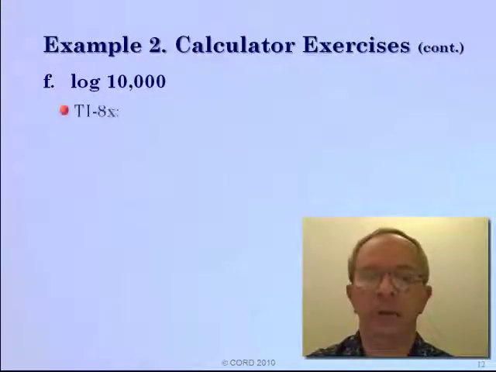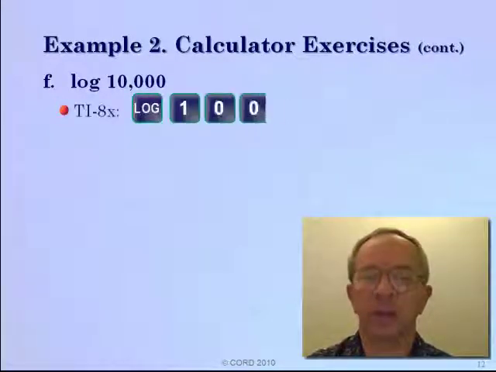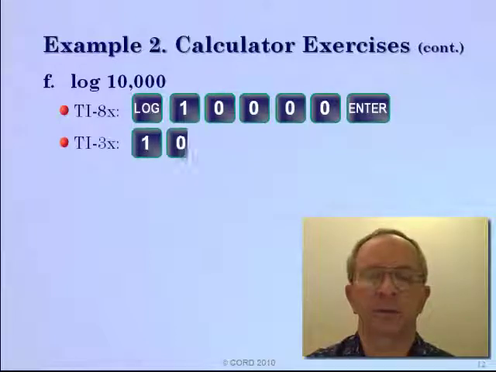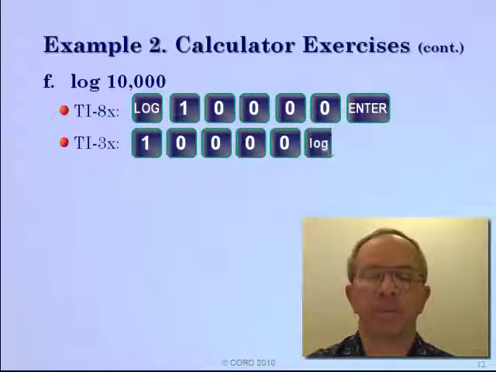How about one that we should know the answer for? Log of 10,000. You know what the answer is for that, right? It should be 1, 2, 3, 4 zeros. It should be 4. And for TI-30, you do the 10,000 and then the log, and the answer is 4.